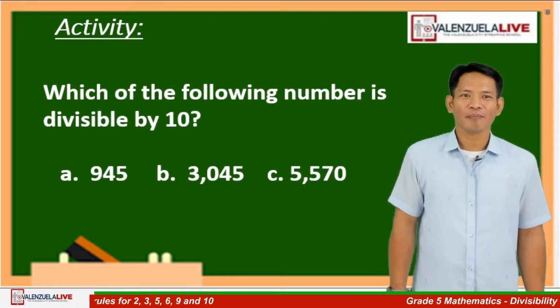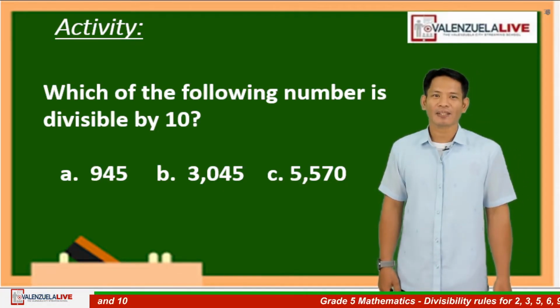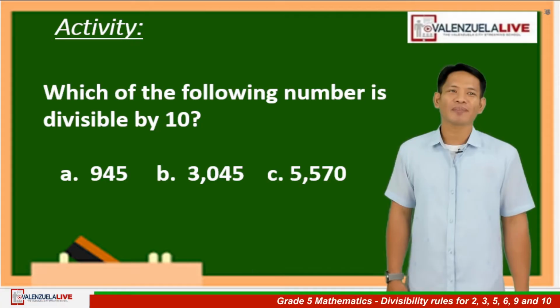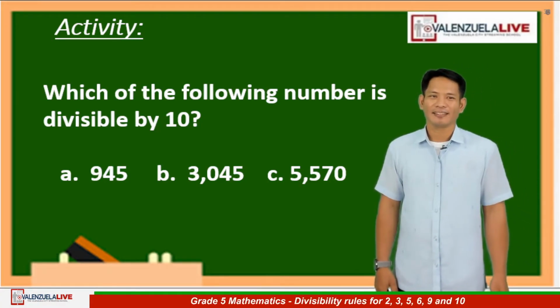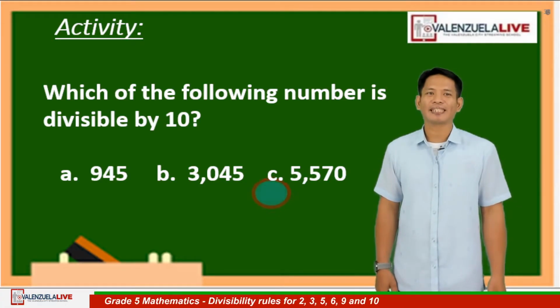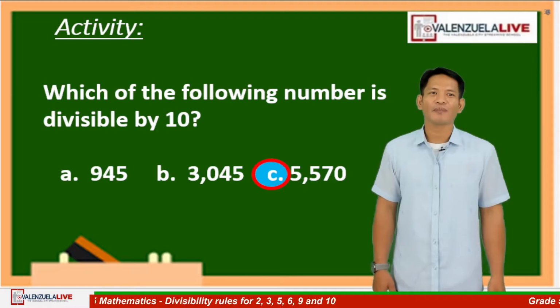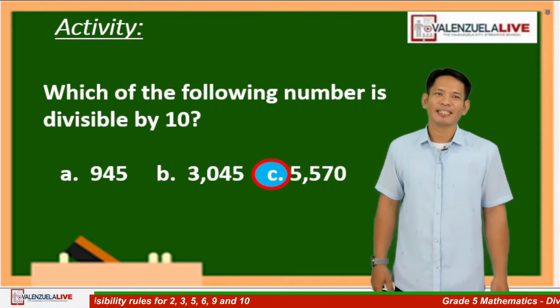Which of the following numbers is divisible by 10? Is it A, 945, B, 3,045, or letter C, 5,570? Okay, the correct answer is, of course, letter C, 5,570, because the last digit is 0.